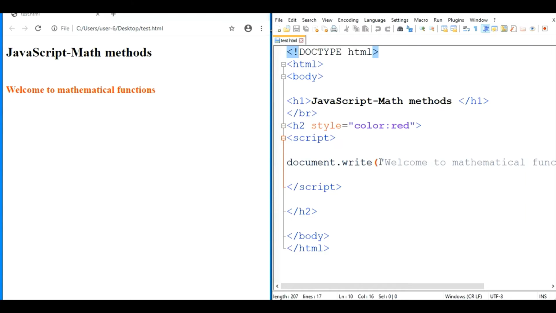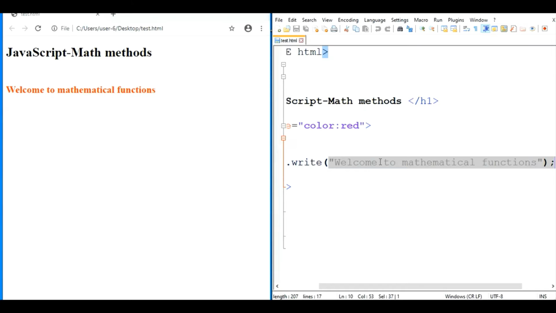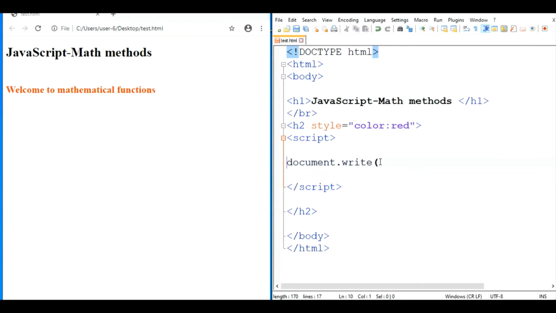Now I want to print the pi value. So what I write is document.write(Math.PI). Remember, this PI should be in capitals and M should be a capital letter. I just save this program and execute it. Now this is the value of pi. Similarly, you can use the remaining properties or constants of this Math object.